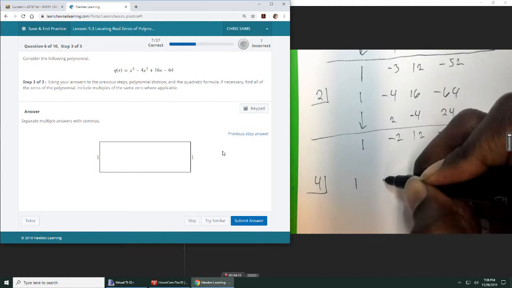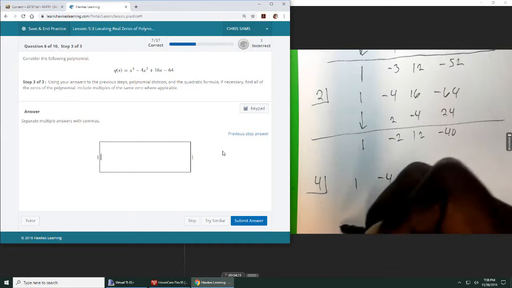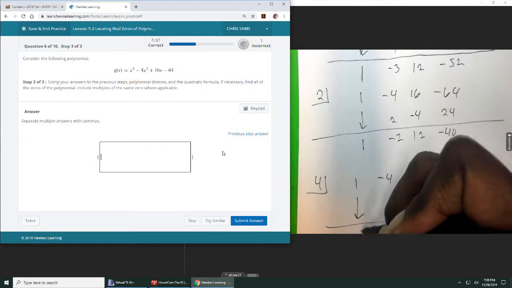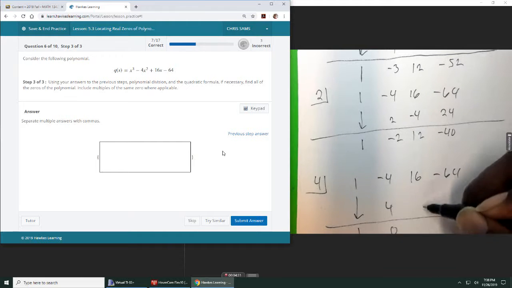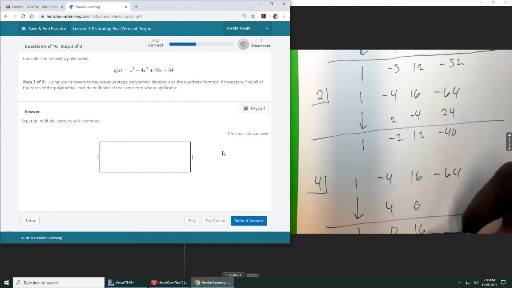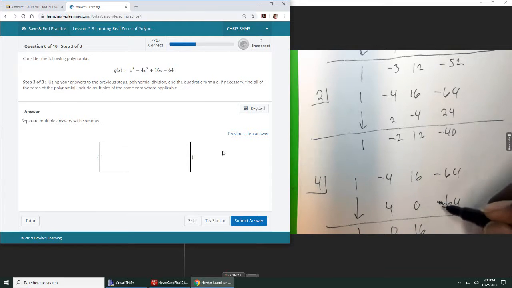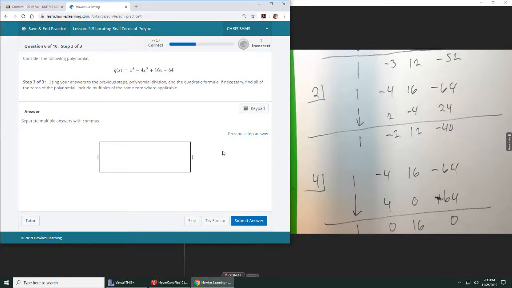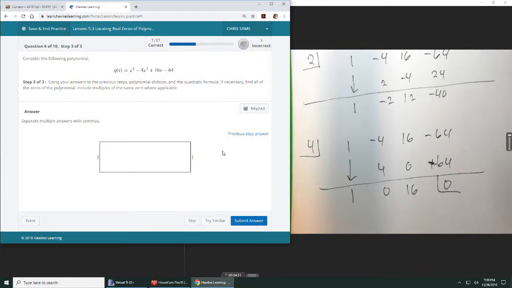So 1, -4, 16, and -64. Bring down the 1. 4 times 1 is 4. Combine these, we get 0. 4 times 0 is 0. Combine these, we get 16. 4 times 16 is -64. Sorry, positive 64. I don't know why I got negative. 4 times 16, positive 64. And combine these, we get 0. So, since we have a remainder of 0, that means 4 is a 0.